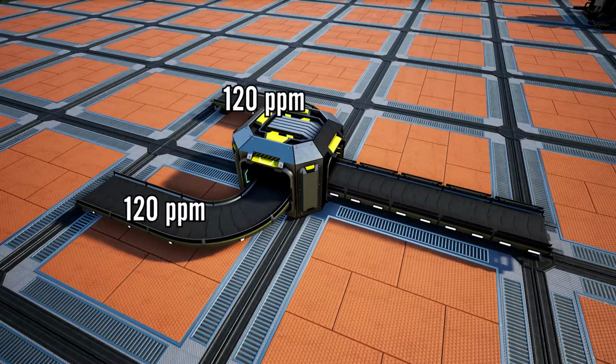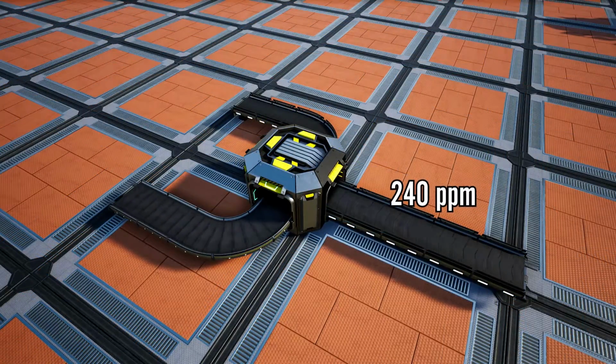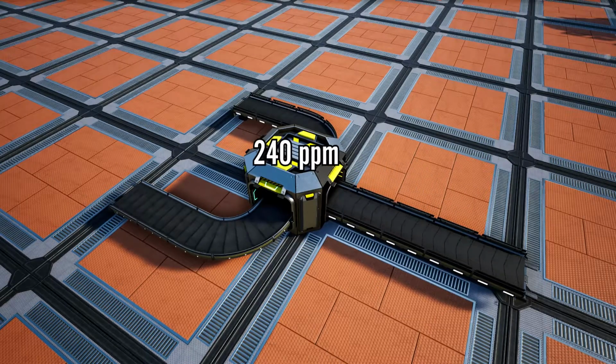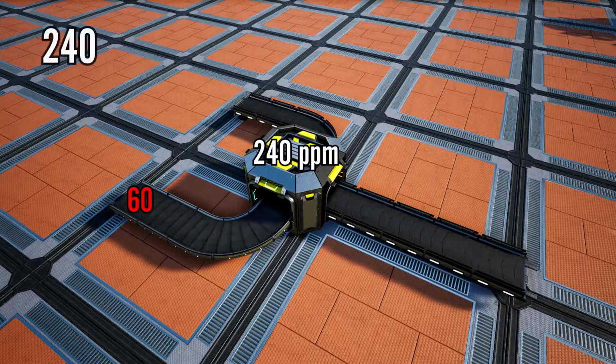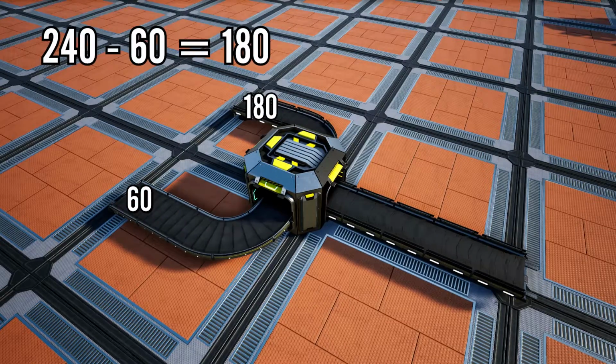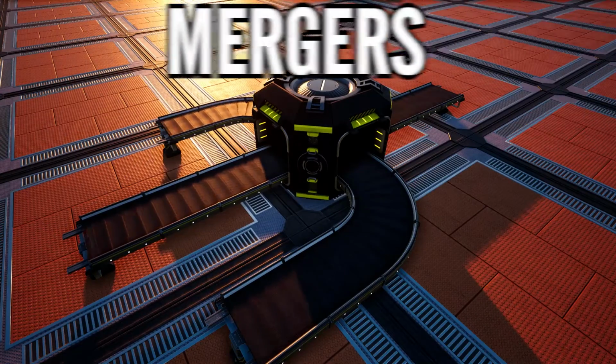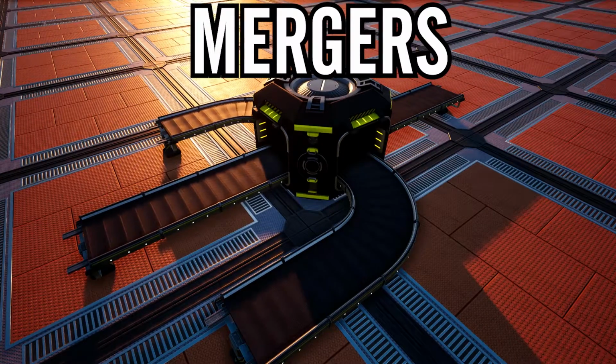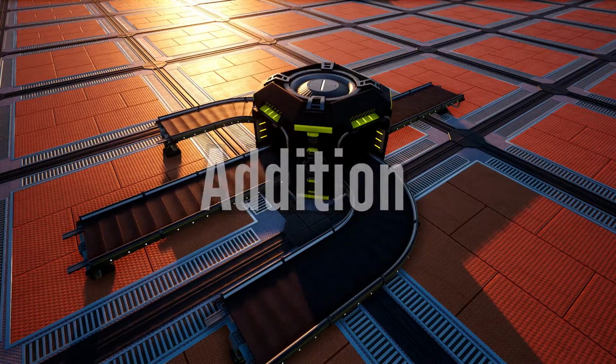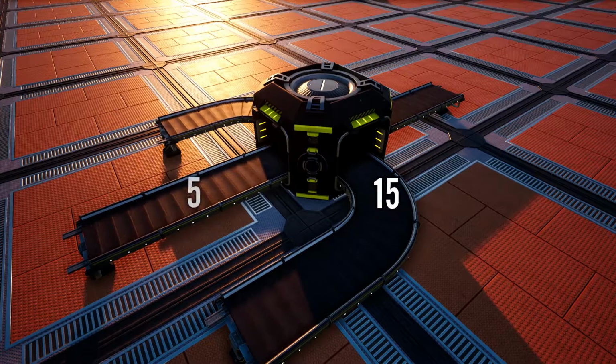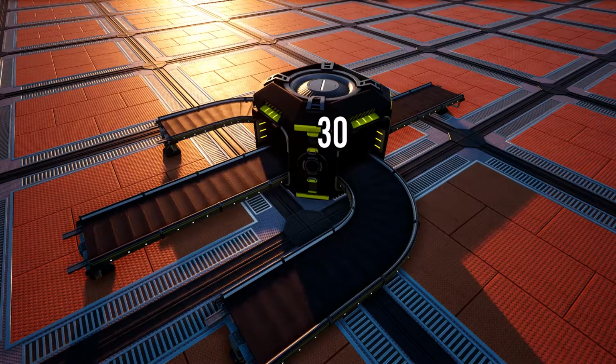would be 120 each. But if you keep a Mark I and Mark III conveyor, then the splitter can't split equally. Reason being, the Mark I can only take 60 parts per minute. So that means the Mark III on the other side will take 240 minus 60, which is 180. So splitters can be tricky at times. Mergers, on the other hand, are very straightforward. They add. That's it. So 15 plus 5 plus 10 equals 30.